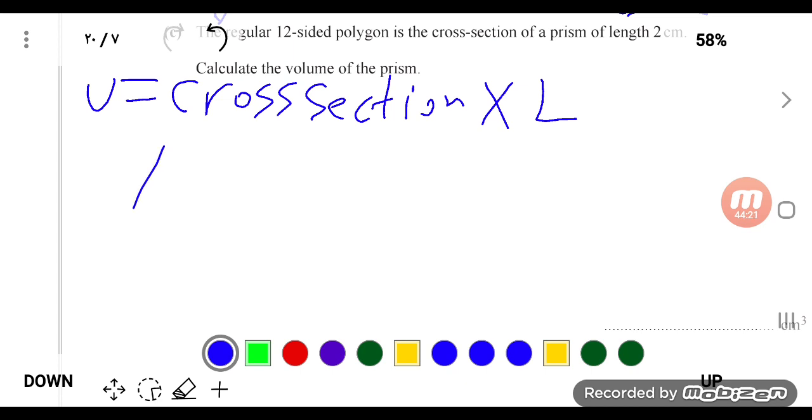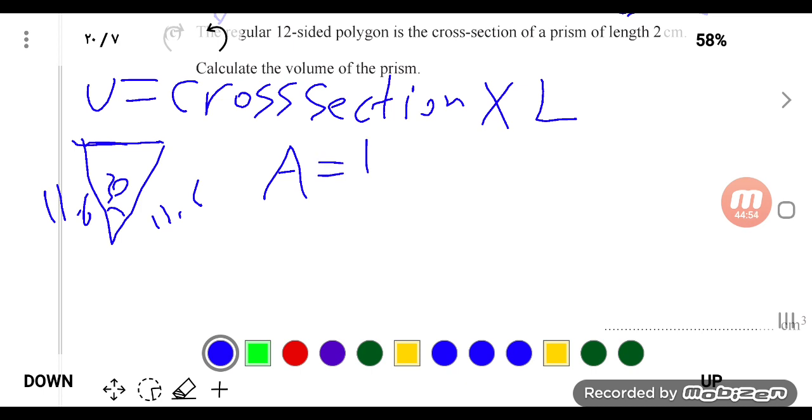So the cross-sectional area is the area of a single triangle. Remember the triangle was like that. Here you have 11.6. And here you have 11.6. And the angle is 30. So area of one triangle is half times a b sin C, or half times side times side times sine of the angle between them. So area of triangle equal half ab sine C.